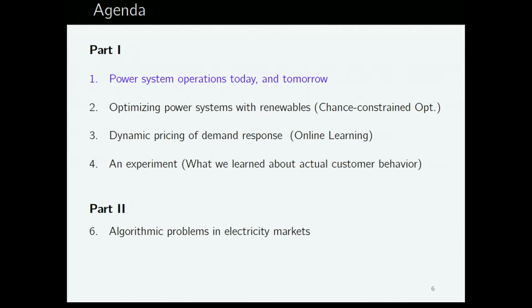Another problem I'll discuss is how you might dynamically price or incentivize demand response over time in the absence of an accurate model, or in the absence of a priori knowledge of how demand will respond to the price signal that you send to them.